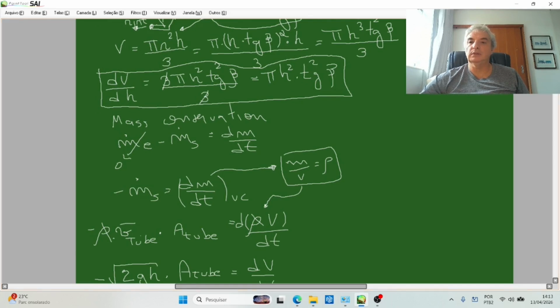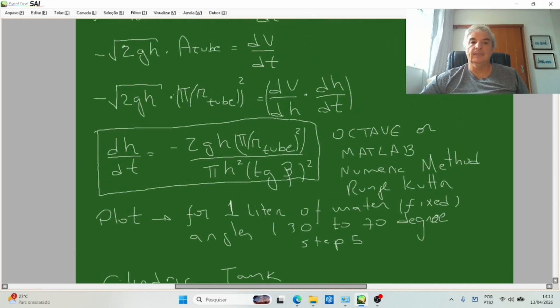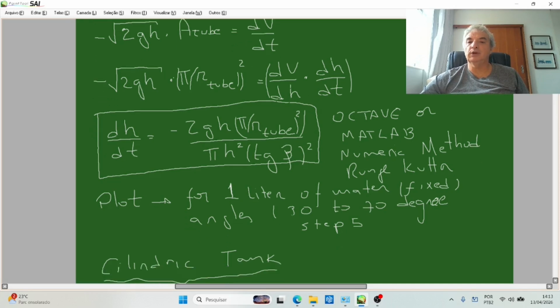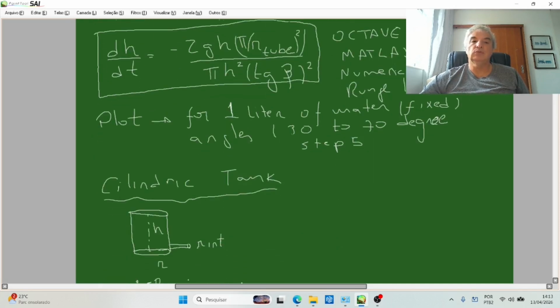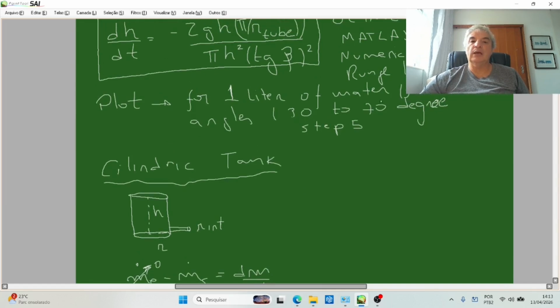And let's solve this in Octave or MATLAB numerically by Runge-Kutta, plotting 1 liter of fixed water at angles of 30 degrees and 70 degrees, with 5 steps. We will also model the cylindrical tank for the effect of comparing the height of the tank. Here is the radius of the tank, and here is the radius of the tube.